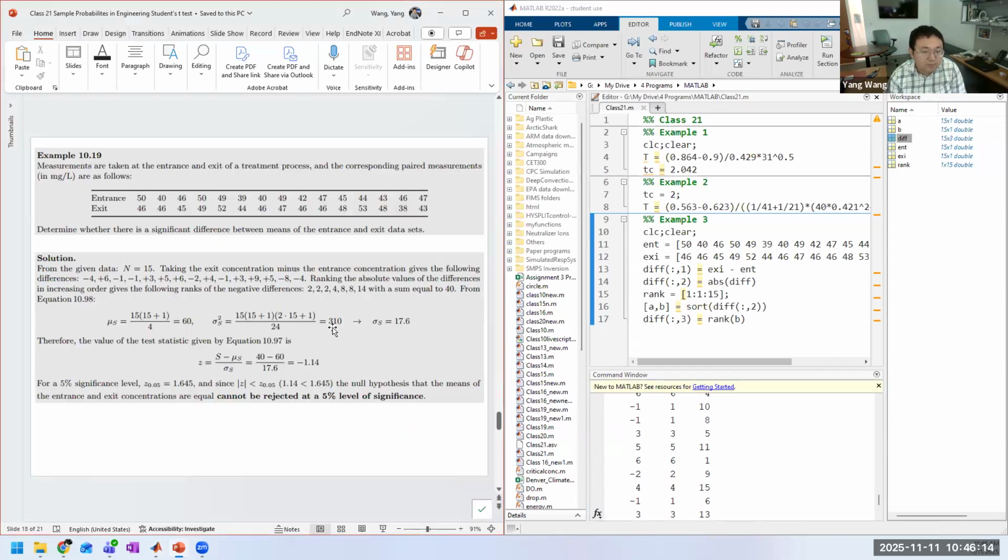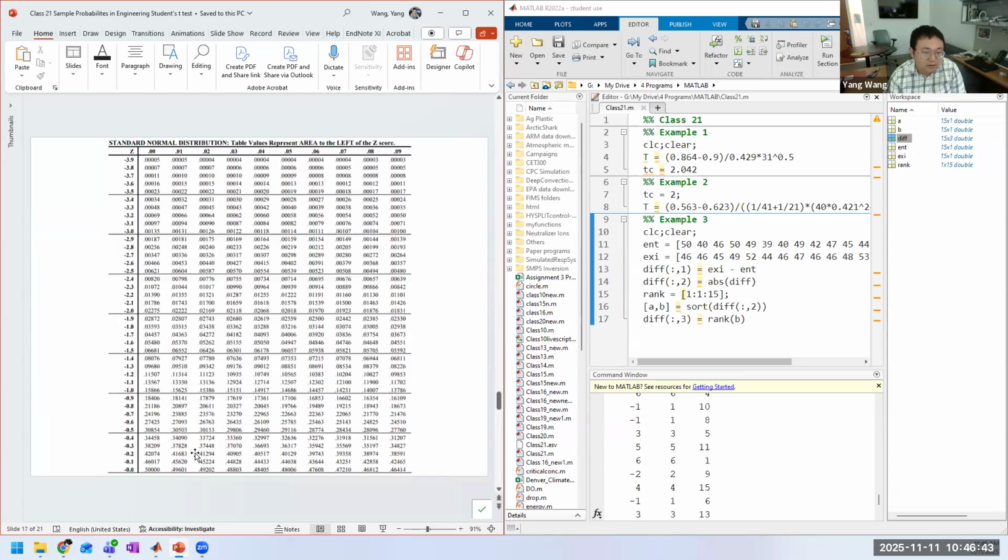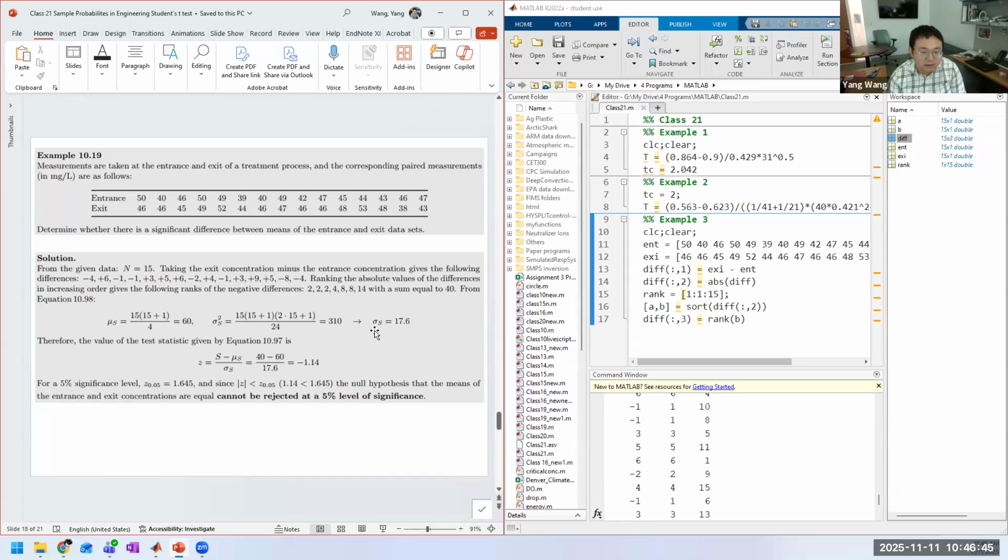Because of that, we can rank these absolute values for the negative differences and positive differences. For example, the negative differences are going to be 2, 2, 2, 4, 8, 8, 15, 14, because negative 8 has a rank of 14. The sum of all of the ranks is 40. At the same time, we can calculate the mean value and the standard deviation using 15 as the n here. You're going to have 60 and sigma is 17.6. You can calculate the z, which is minus 1.15.